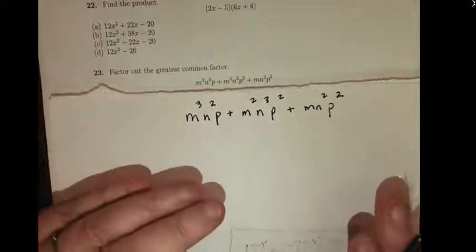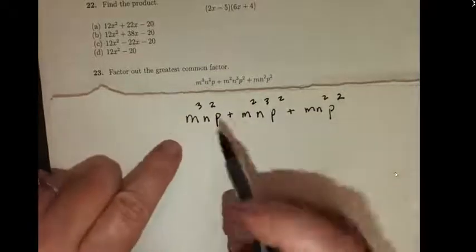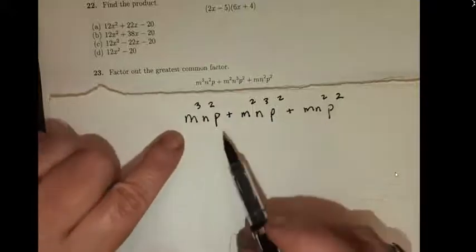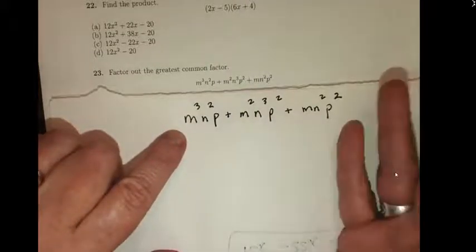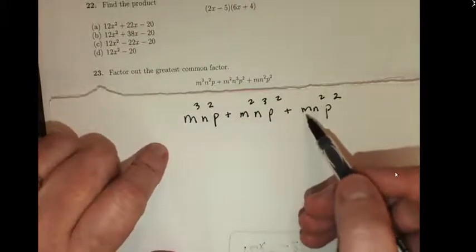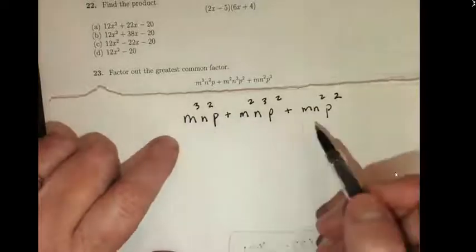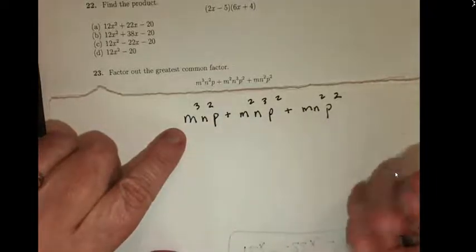Okay, so let's start in alphabetical order. Let's look at M. What is the most that these three have in common as far as M is concerned? This only has one M. This has two M's. This has three M's. So the most they have in common is one M.